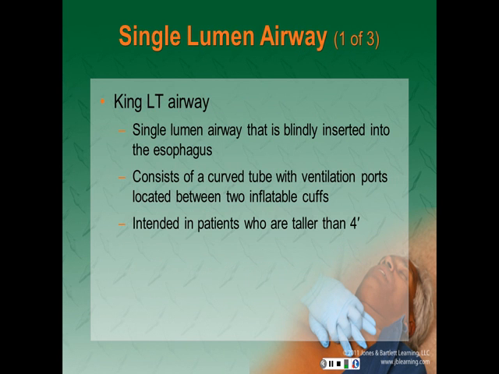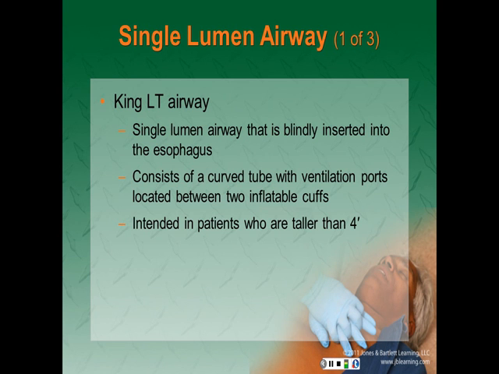Single lumen airways. The King LT is a single lumen airway that is blindly inserted into the esophagus. It consists of a curved tube with ventilation ports located between two inflatable cuffs. One cuff is designed to seal the esophagus while the other is intended to seal the oropharynx.